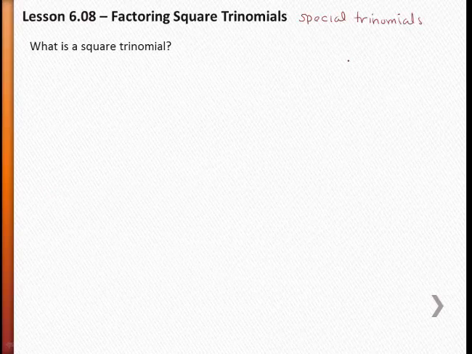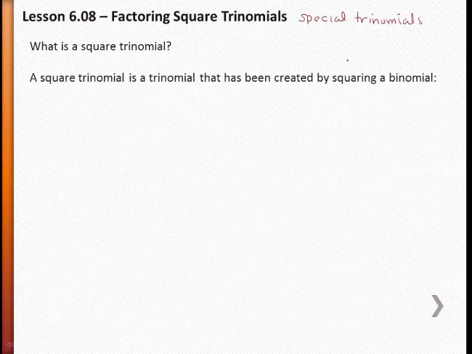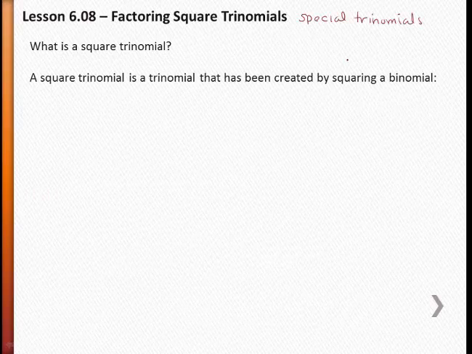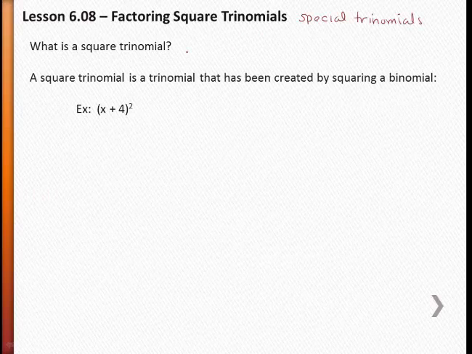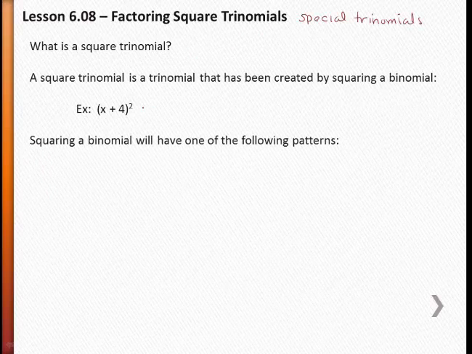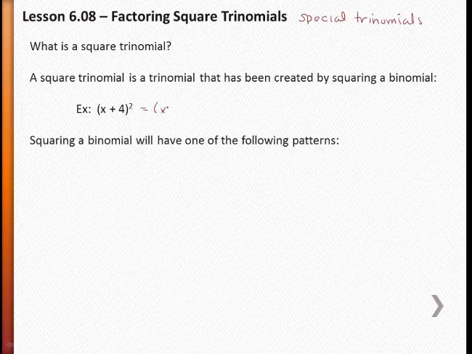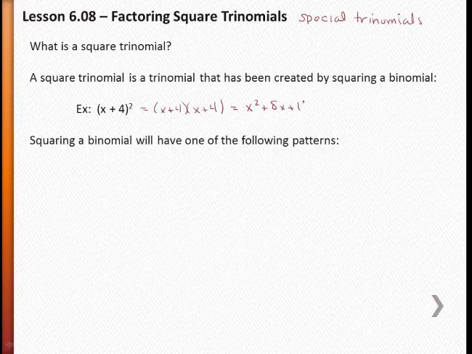First, we need to know what a square trinomial is. A square trinomial is a trinomial that was created by squaring a binomial. So for example, if I had x plus 4 squared, that gives me x plus 4 times x plus 4, which gives me x squared plus 8x plus 16.